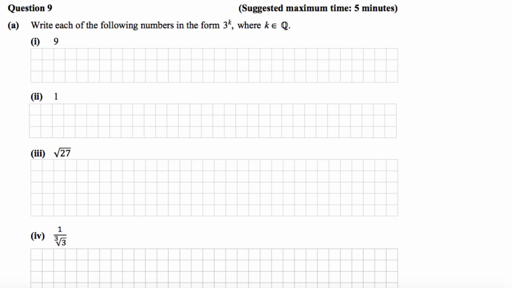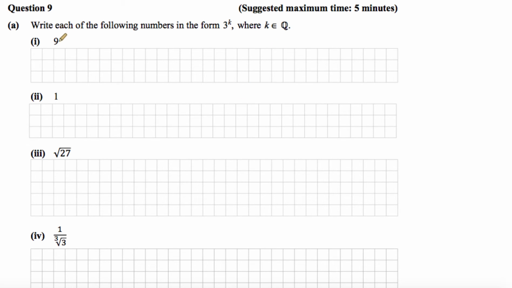So this is the 2016 Junior Cert Higher Level Paper 1 and we're looking at question number 9. Part A says write each of the following numbers in the form 3 to the power of k, where k is an element of the set Q, that's a set of rational numbers. So any number that can be written as a fraction.